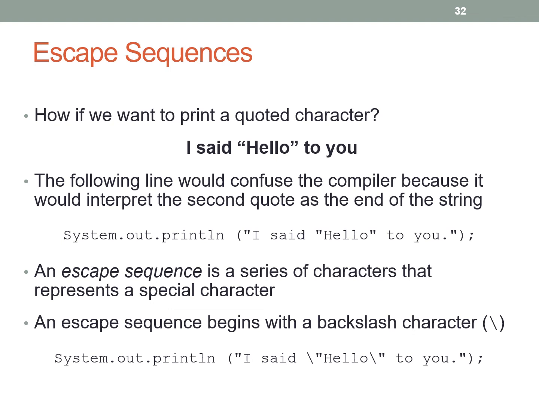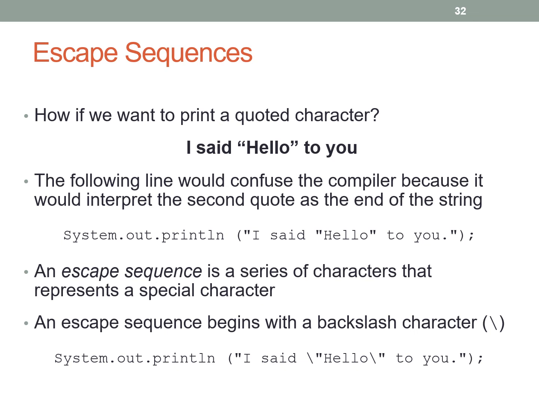Previously, we have looked at format specifiers such as %d, %f, %s, and %n. Now, let's look at escape sequences. Say that we want to display a quoted character: I said "hello" to you. If we write System.out.println("I said "hello" to you"), it would confuse the compiler because it would interpret the second quote as the end of the string. So we can use an escape sequence.